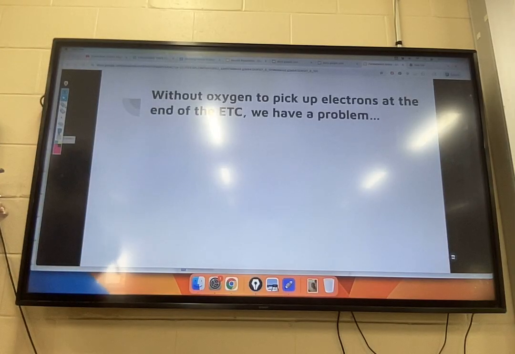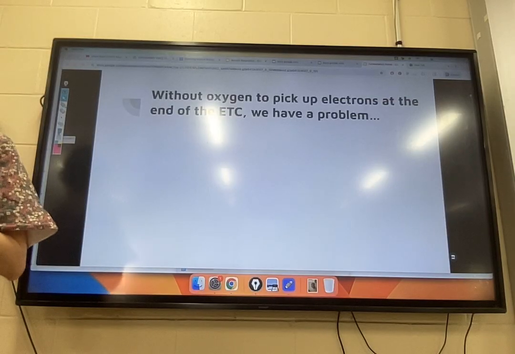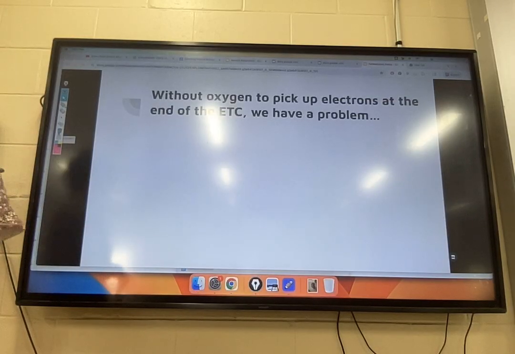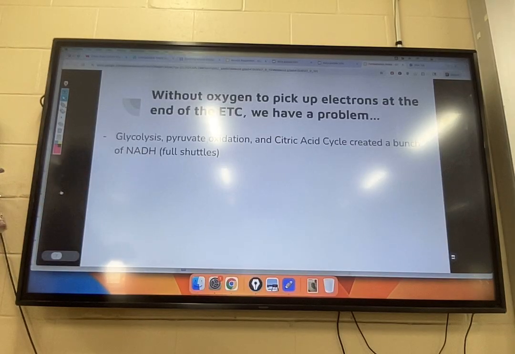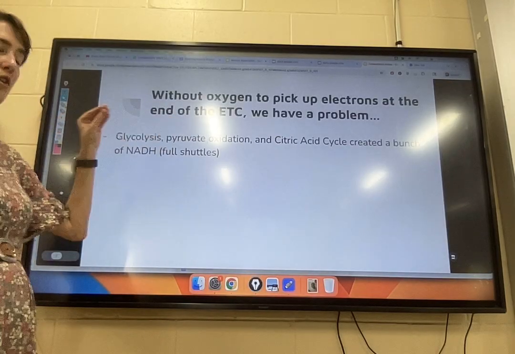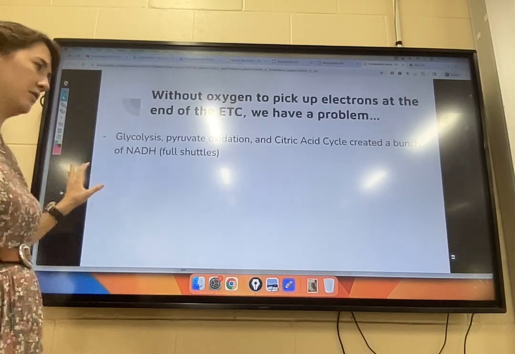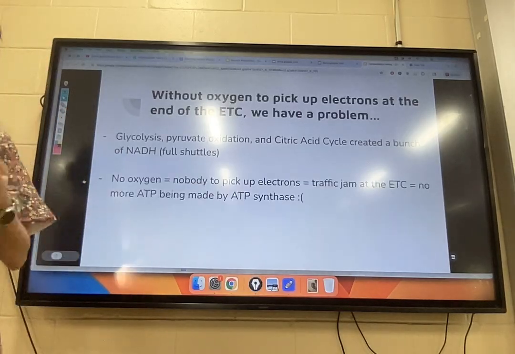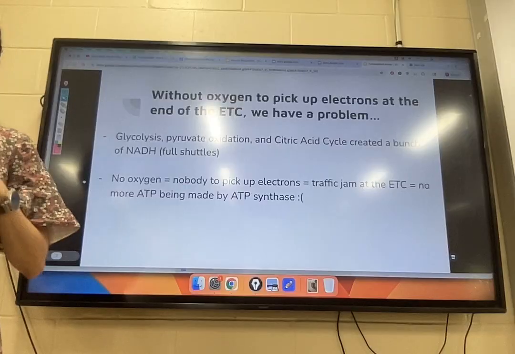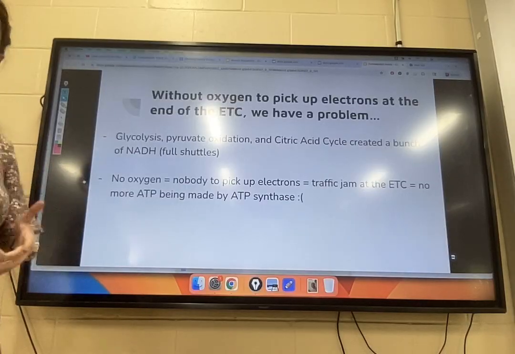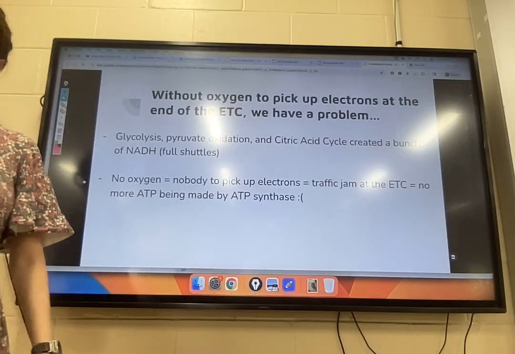All right, so in a situation where there is no oxygen, if we are in an anaerobic situation, we have a problem because there's nobody to pick up the electrons at the end of this process. All of these things create a bunch of the full shuttles. If there's no oxygen, there's nobody to pick up the electrons at the end of the transport chain, we get a traffic jam, and we stop this process of making ATP.